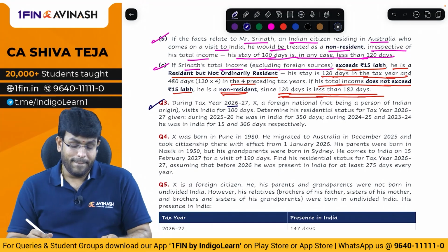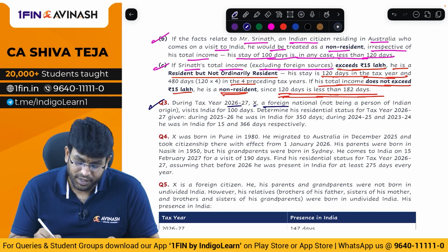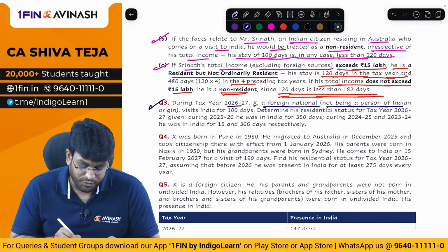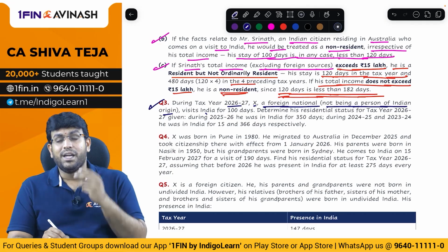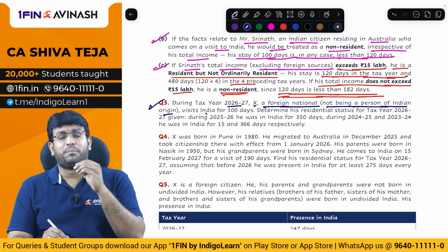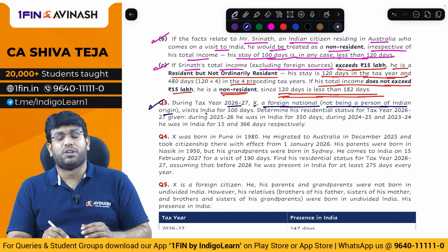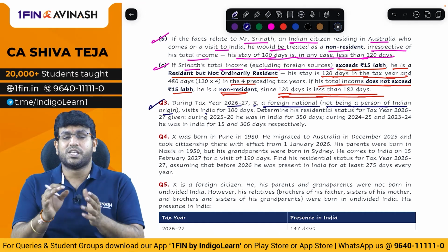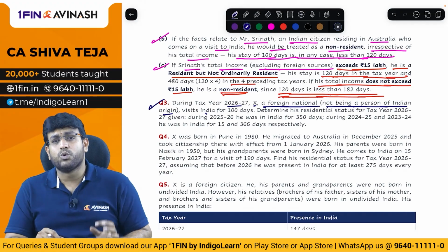Please see that. During tax year 26-27, X, a foreign national who is not a person of Indian origin. He is not Indian citizen. I repeat, he is not Indian citizen, he is not person of Indian origin. If he is not Indian citizen and if he is not person of Indian origin, that special cases of 63, 64, 65 will not come into picture. We will just restrict to 62 only.